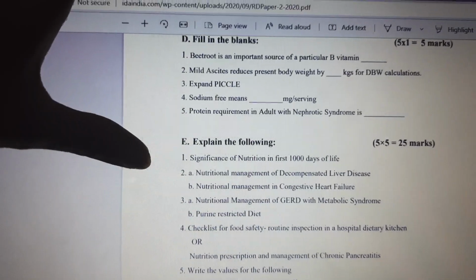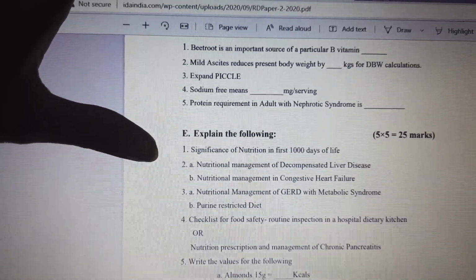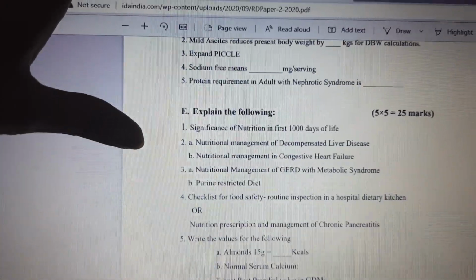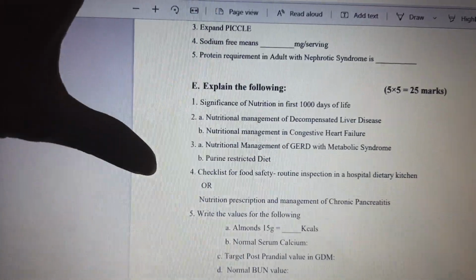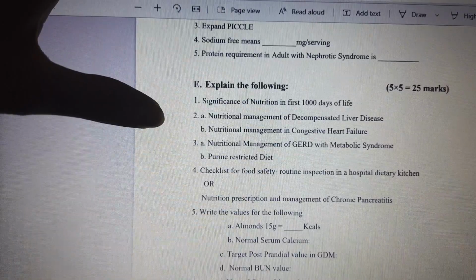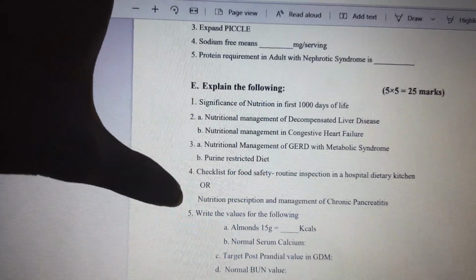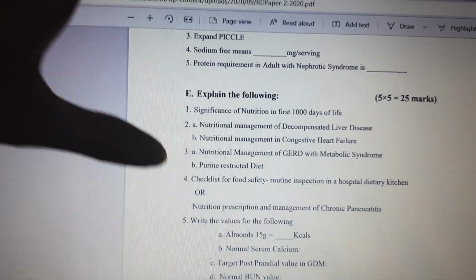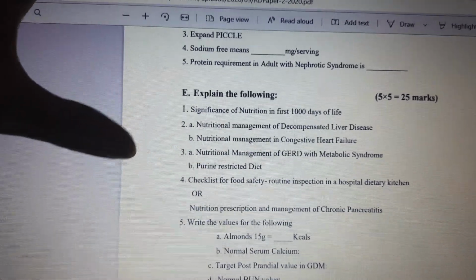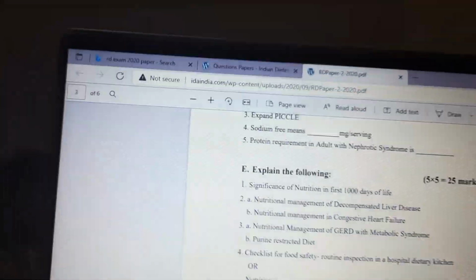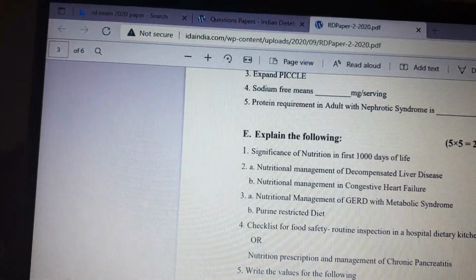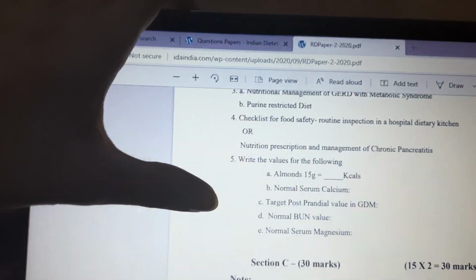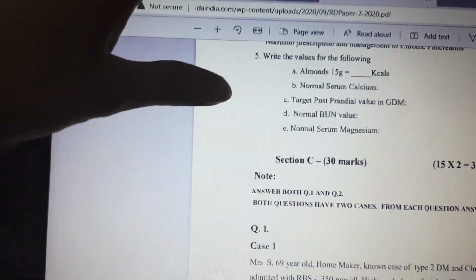Then comes explain the following. It has 5 questions and each question is of 5 marks, so 25 marks. And you can see there's a choice in the fourth question, internal choice. So these are like 5 questions, 5 marks each, 25 marks. Section C is of 30 marks.